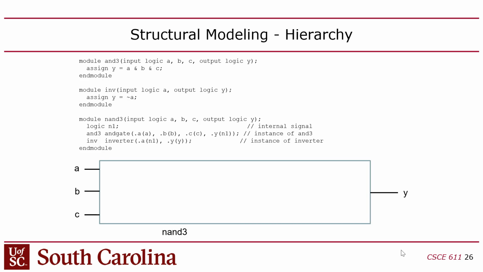And you can see that the AND gate and the inverter are both behavioral code. They just have an assign statement. They don't instance any other modules. So these are leaves, right? These are the bottom of the design tree. Whereas the NAND gate instantiates both the AND gate and the inverter. So this is the root, right? This is the top level design. But again, you have to figure that out, right?